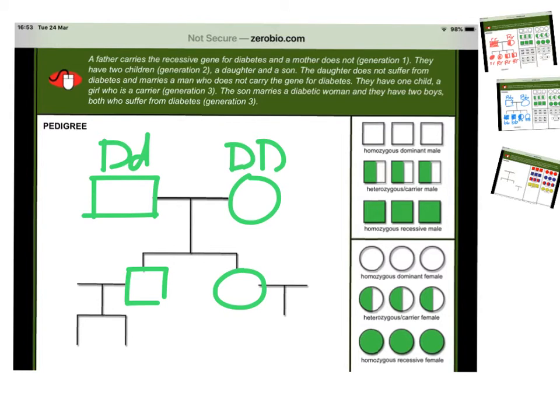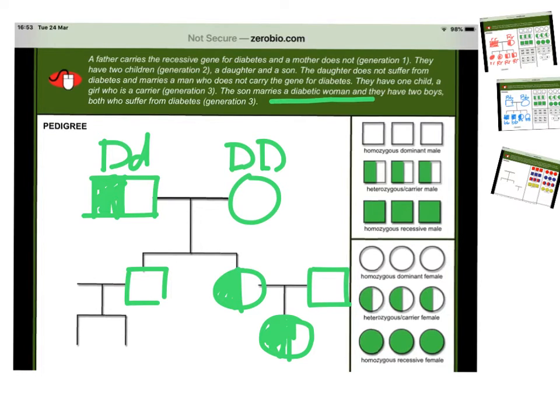Now the daughter doesn't suffer from diabetes, and marries a man who does not carry the gene for diabetes, let's just fill in this for now. They have one child, a girl who is a carrier in generation 3. So she's a carrier here. And the father doesn't carry, then definitely the mom must be a carrier here. And let's also fill this in here.